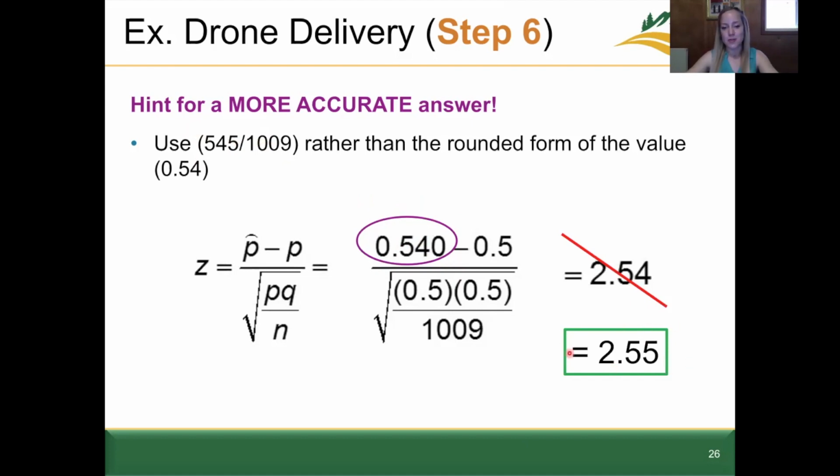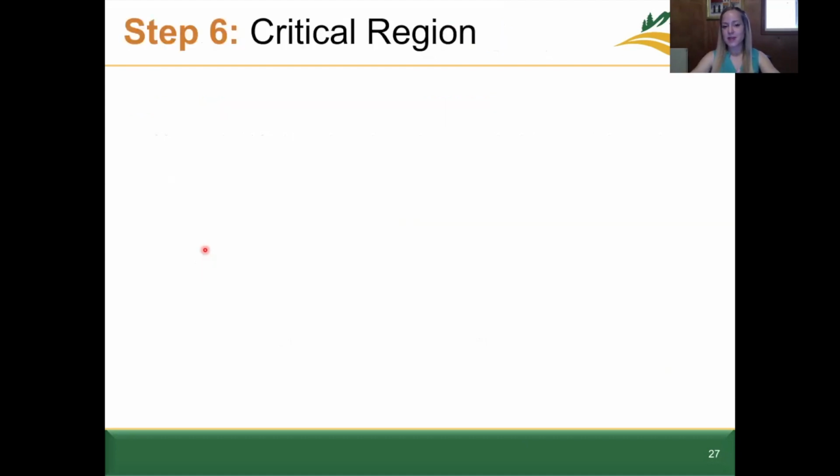This is the value we should work with. Okay, so that was part of step 6 in finding our test statistic. We just calculated that. We need to calculate the Z value because we're specifically working with a population proportion in our drone example. The next part of step 6 is this critical region.